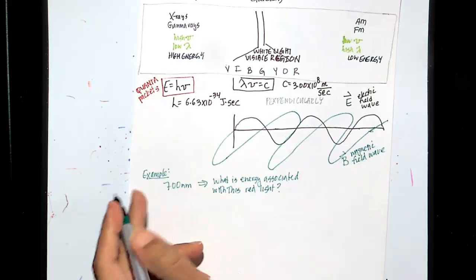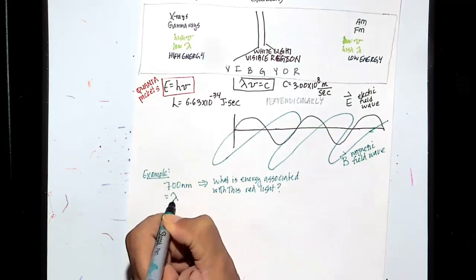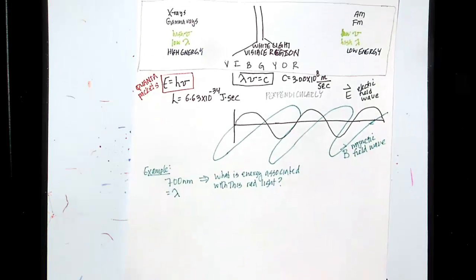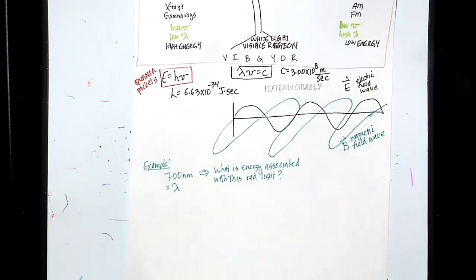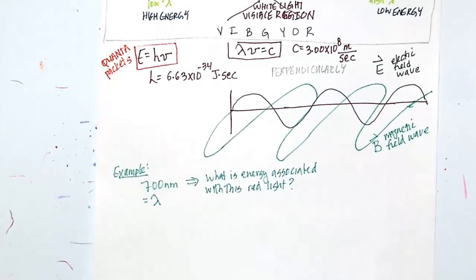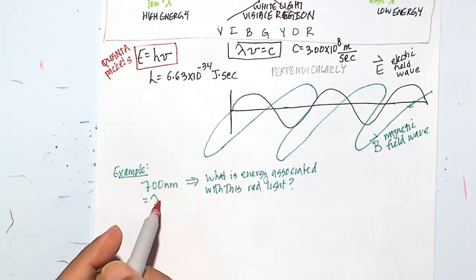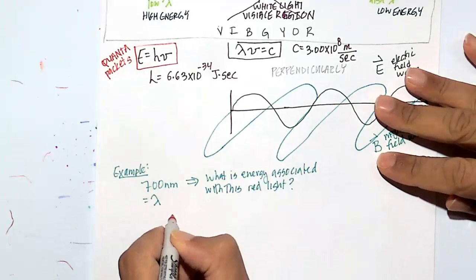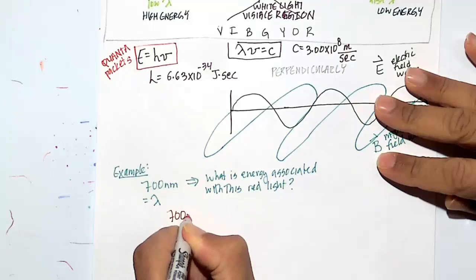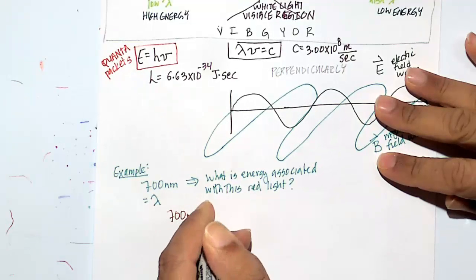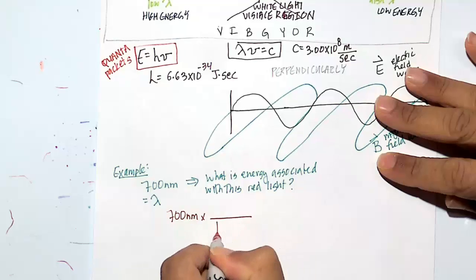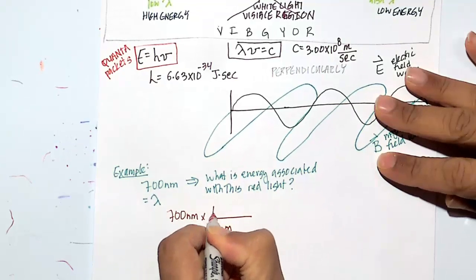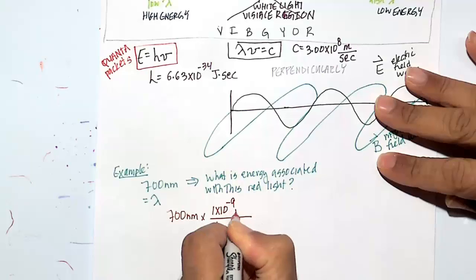First of all, 700 nanometers, that will be our designated wavelength, lambda. The first thing I would do is convert this nanometers to meters. Okay, convert this nanometers to meters. So we have 700 nanometers. The conversion is this: 1 nanometer is 1 times 10 to the minus 9 meters.